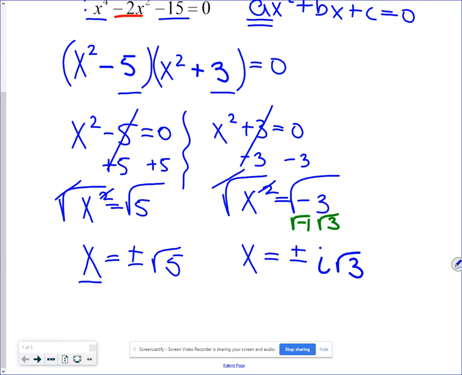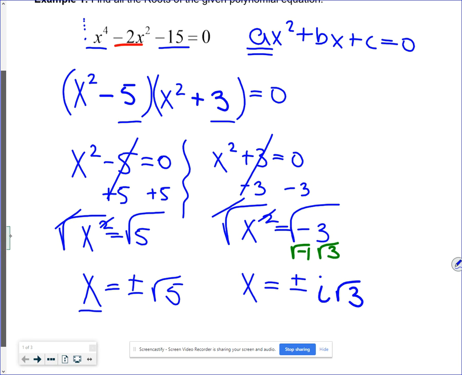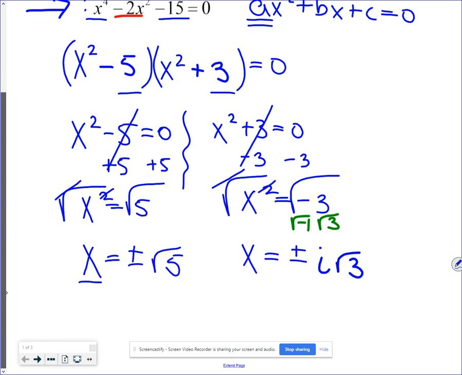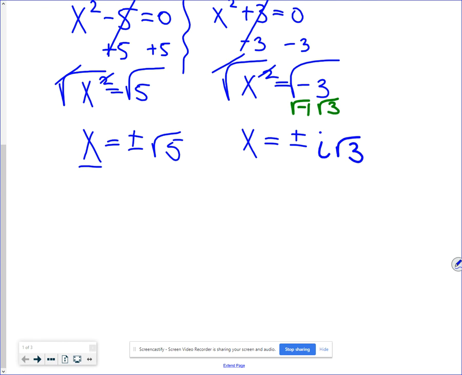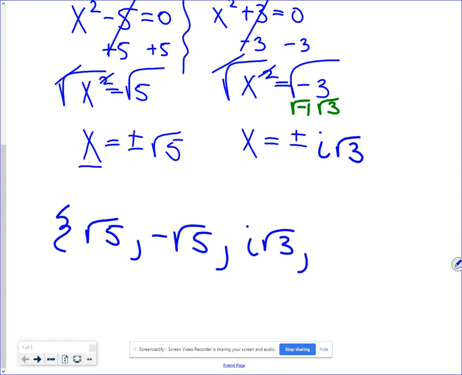So if we look back here, we started with this equation: x to the fourth minus 2x squared minus 15 is equal to 0. This is a fourth degree, so it should have 4 roots. We have 4 roots down here. We got 2 real roots and 2 complex roots. So our roots are the square root of 5, negative square root of 5, i radical 3, and negative i radical 3.